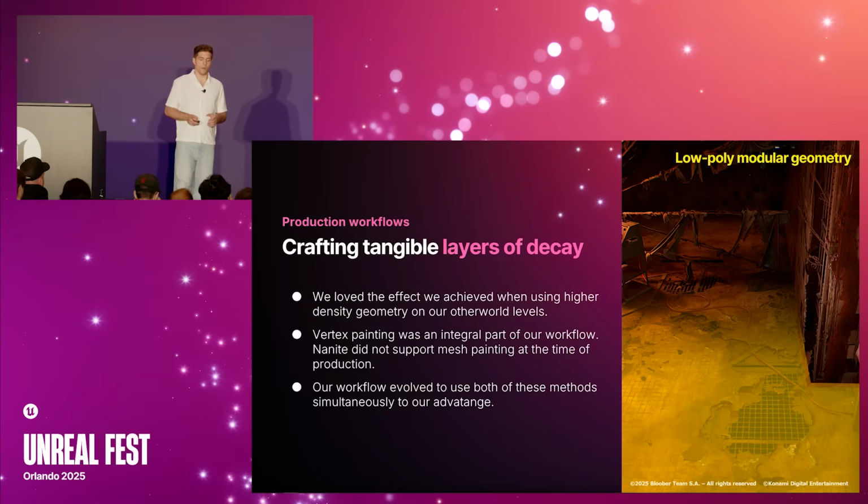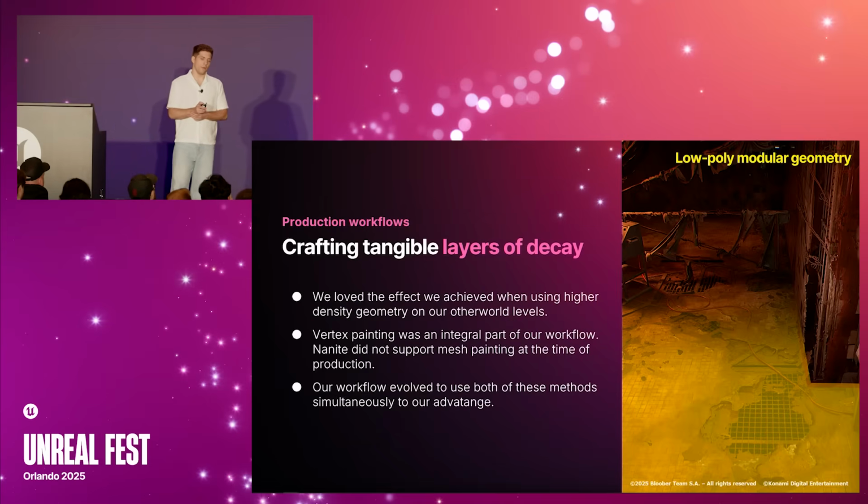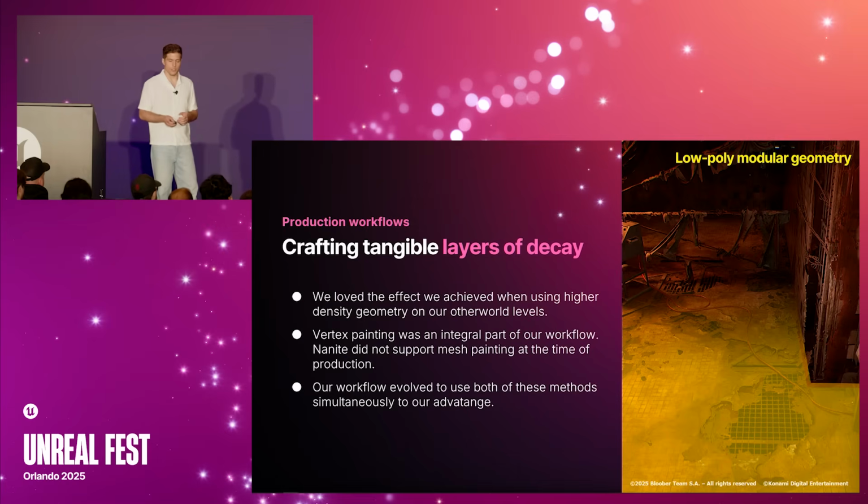So we started out with basic modular geometry, like flooring, walls, ceilings, etc. And these were just directly copied over from the fog world. So it proved a good foundation to start out with, just with some very simple material tweaks and changes.